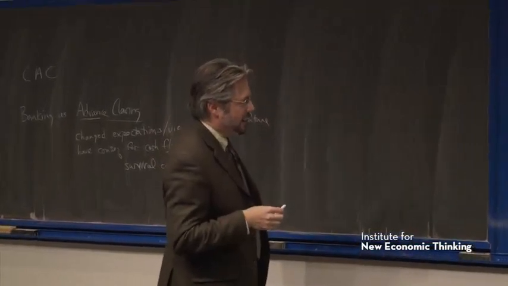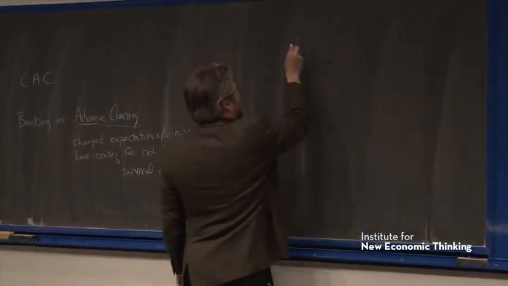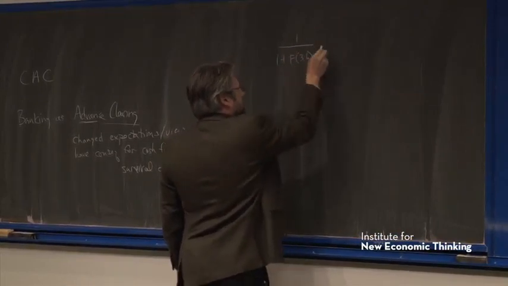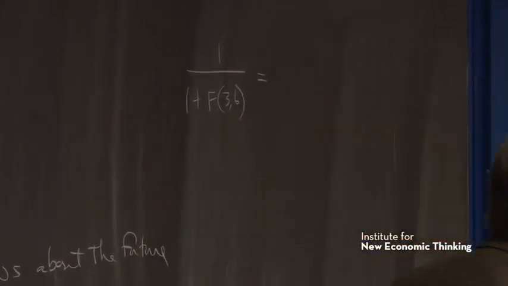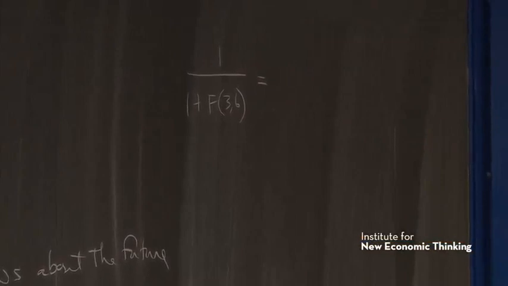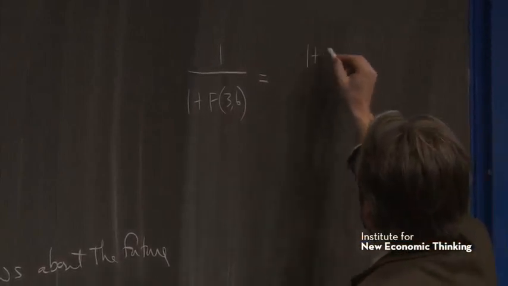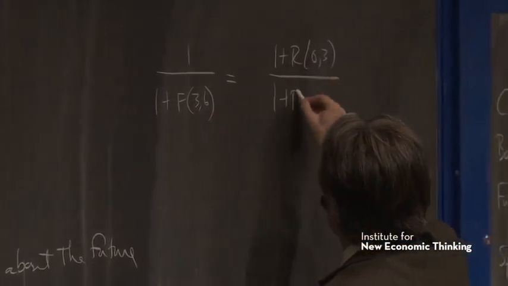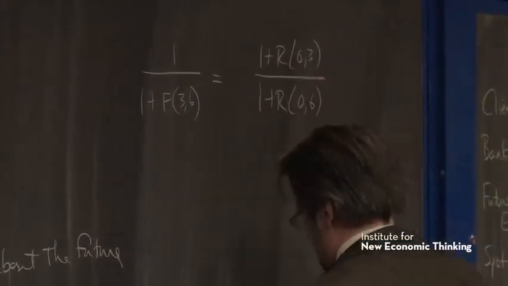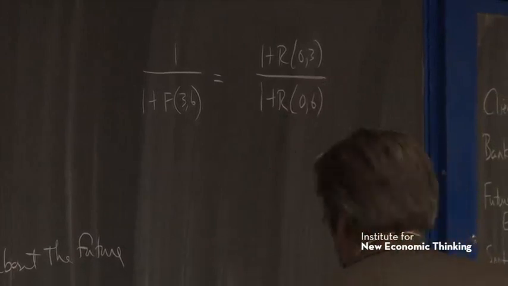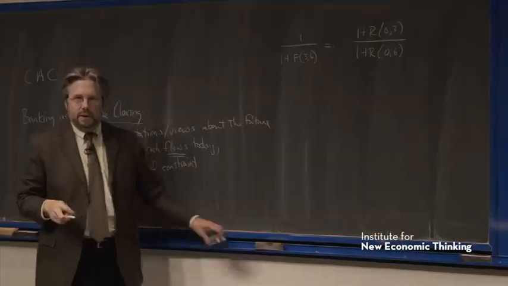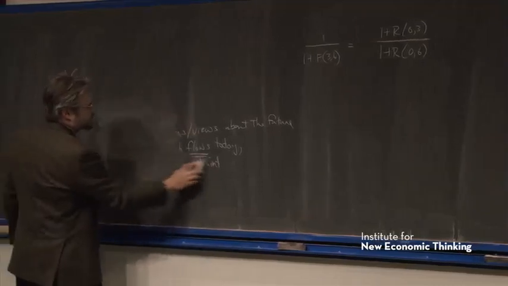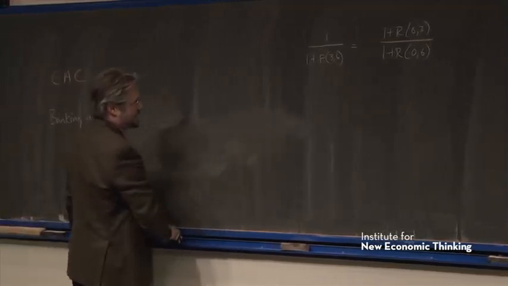This is just an algebraic manipulation. 1 over 1 plus f(3)(6) equals, so that's bringing that to the other side, and then bringing this 1 plus r(0)(3) all over 1 plus r(0)(6). Okay? Did I get that right? It's just algebra. Haven't changed that equation at all.